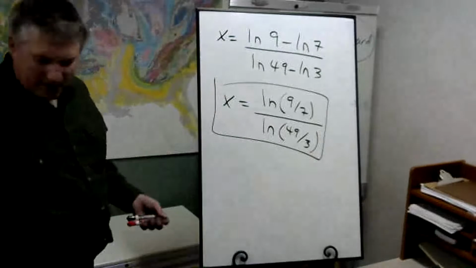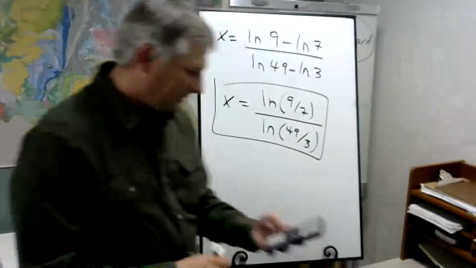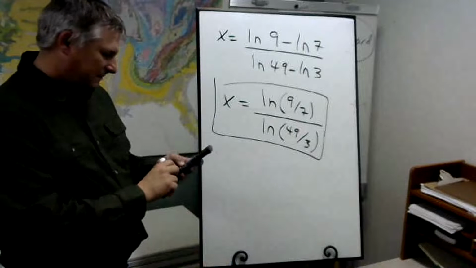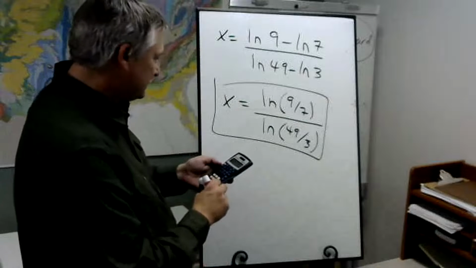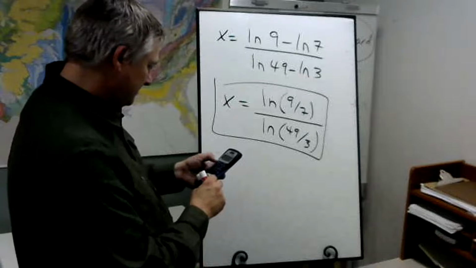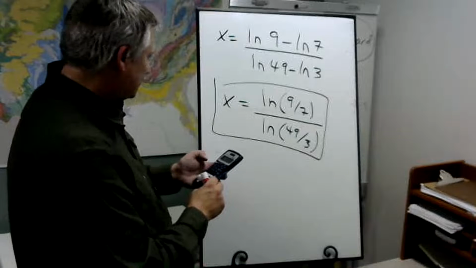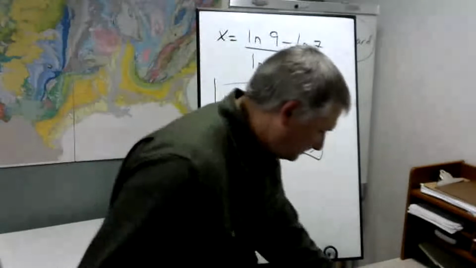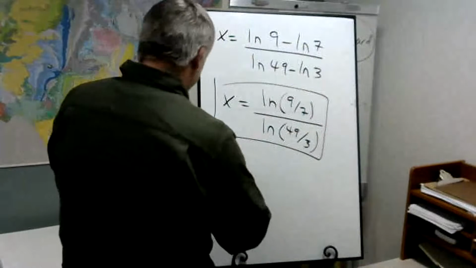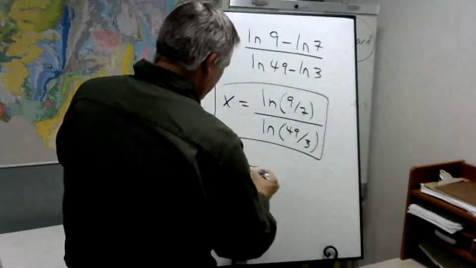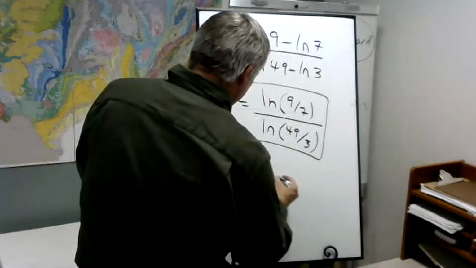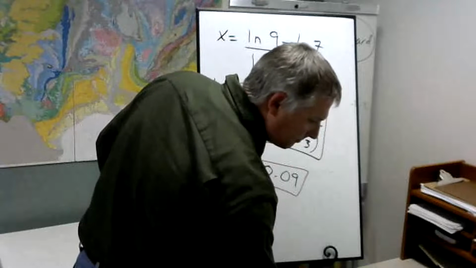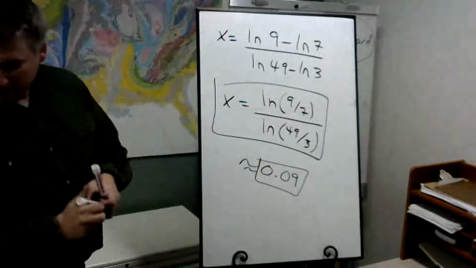And then finally we can round this. Let's see here. This would be natural log 9/7 divided by natural log 49/3. And you get, to 2 decimal places, 0.09. So the thing we need to do is this.